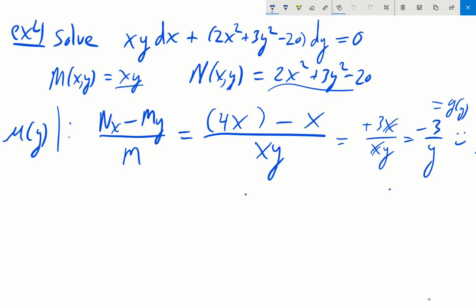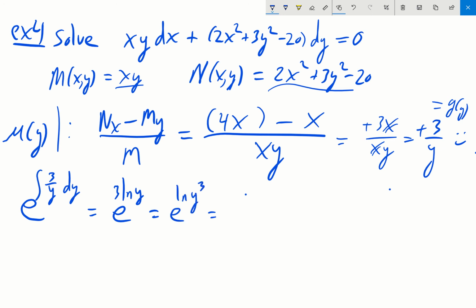Four minus 1 is positive 3. There we go. So we have positive 3 over y. So that means that the integrating factor for this problem is simply going to be e to the antiderivative of 3 over y dy. This is going to be equal to e to the 3 ln of y. Bring the power up. We have e to the ln of y cubed. And this is going to cancel, and we get y cubed. So for this problem, y cubed is going to be our integrating factor.